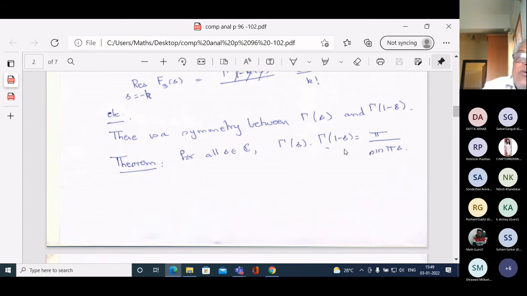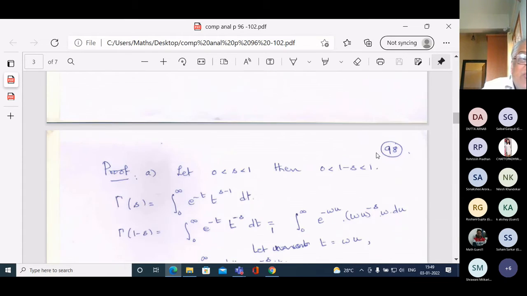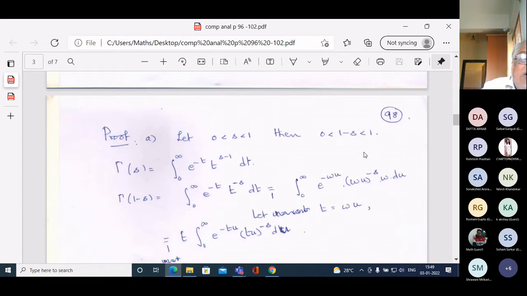So I want to say gamma S into gamma 1 minus S is pi over sine pi S. This is a very nice trick. And this is what is amazing about these calculations. They're so elementary, but then you have to come up with the right trick in some sense. Take 0 less than S less than 1, therefore 0 less than 1 minus S less than 1. This is my definition of gamma S.